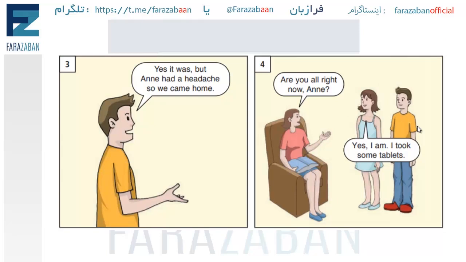Had and came are past forms of have and come. They are irregular. Have, had و came گذشته have و come هستن که بیقاعدن و باید به خاطر سپرده بشن.